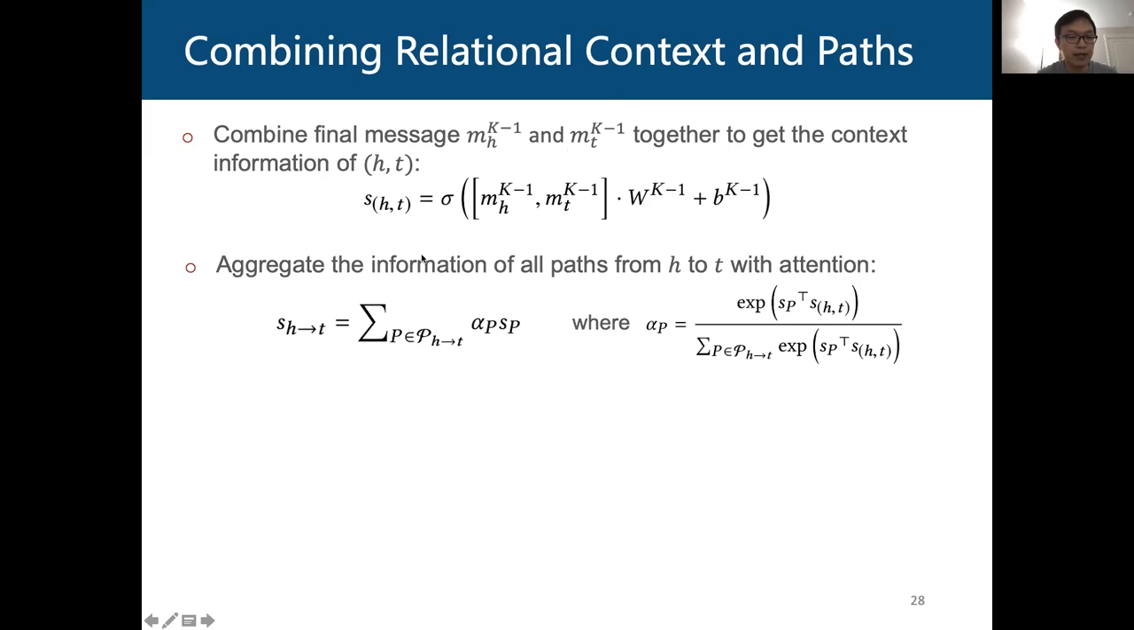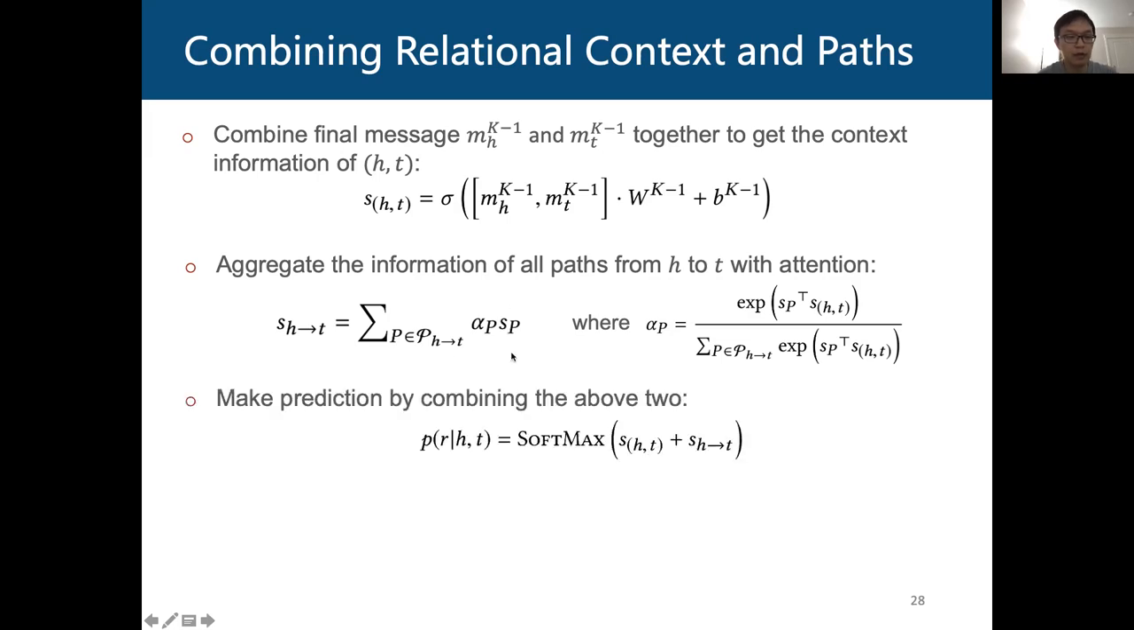And for relational paths, note that there may be a number of paths for a given HT pair, but not all these paths are logically meaningful. And the importance of each path is also different. So we use an attention mechanism to differentiate the importance of paths. Here we first calculate the attention weight alpha_p for path p, and then we use the attention weights to average all the path embeddings s_p.